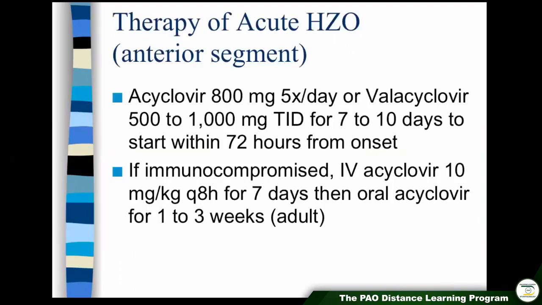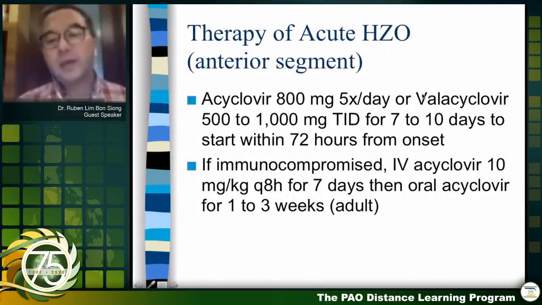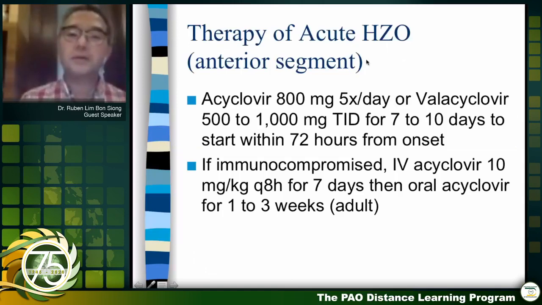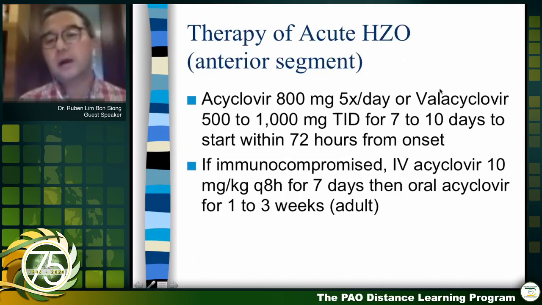So, first, at the outset, if they cannot come in for whatever reason, and you see the lesions that are typical of a zoster, then you give them oral treatment. Actually, the drug of choice is valacyclovir, 1 gram 3 times a day. For a child, maybe 500 mg 3 times. For an adult, it's 1 gram 3 times a day for 7 to 10 days.